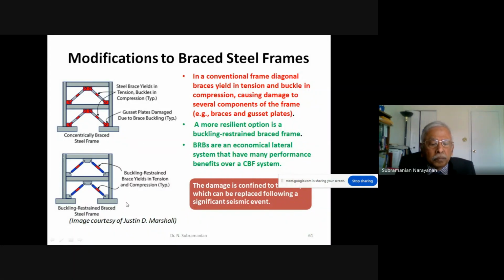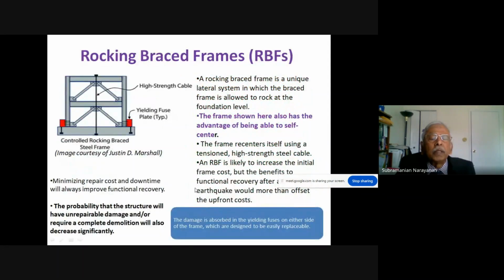Whereas if you have a buckling restrained braced steel frame, it yields in tension and compression at these points, but this can be easily replaced. The damage is confined to the buckling restrained braces, BRBs, which can be replaced following a significant seismic event.